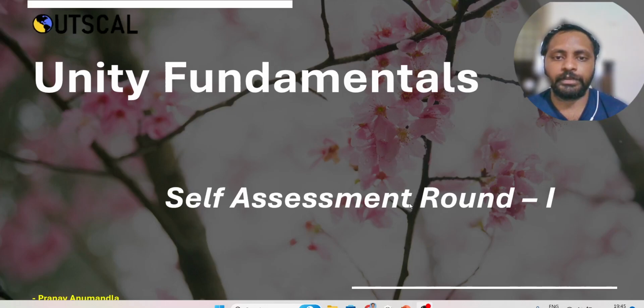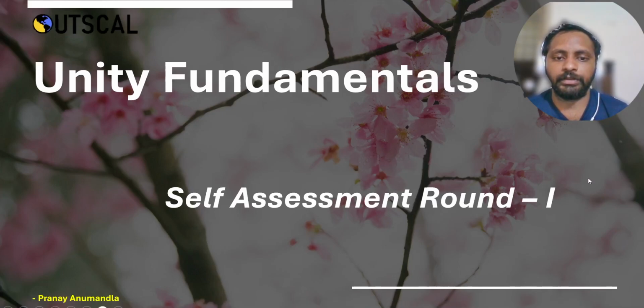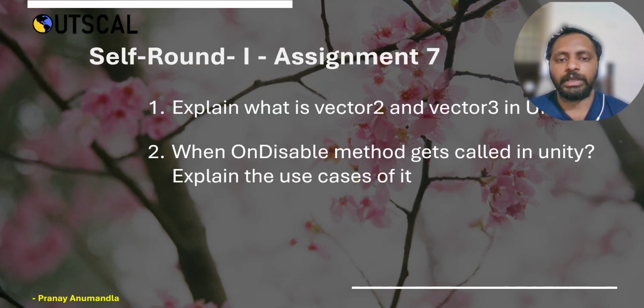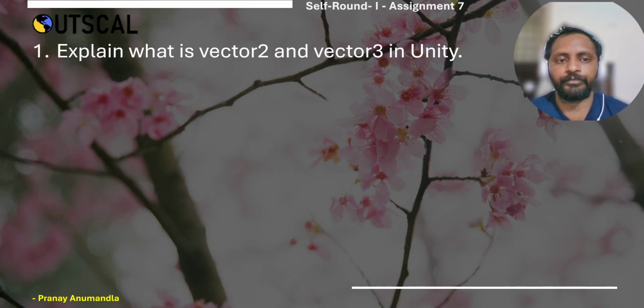Hello all, this is another assignment in Unity Fundamental, Self-Assessment Round 1, Assignment number 7. Explain what is Vector 2 and Vector 3 in Unity. When OnDisable method gets called in Unity and explain use cases.